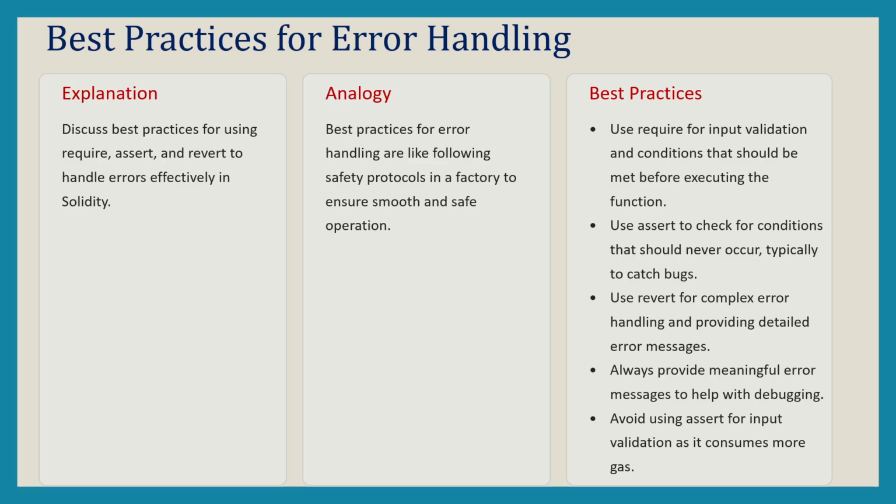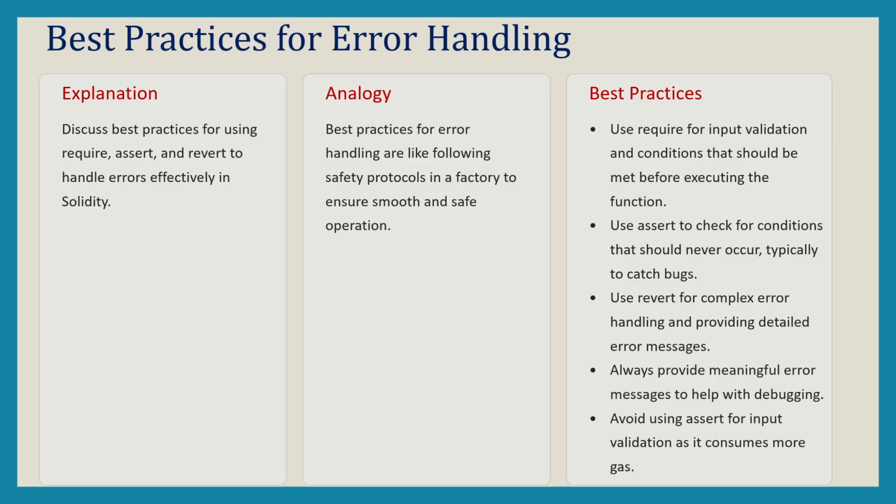You must have gone to a chemistry lab. There are a set of practices you should follow, right? Always wear goggles, handle hazardous chemicals carefully. These are also practices that have been recommended for error handling. So again, safety protocols in a factory to ensure smooth and safe operation. At this stage you have to follow this protocol. At the next stage you have another protocol. Simple. So it shows you how to use the three different types of functions, require, assert, and revert, effectively.